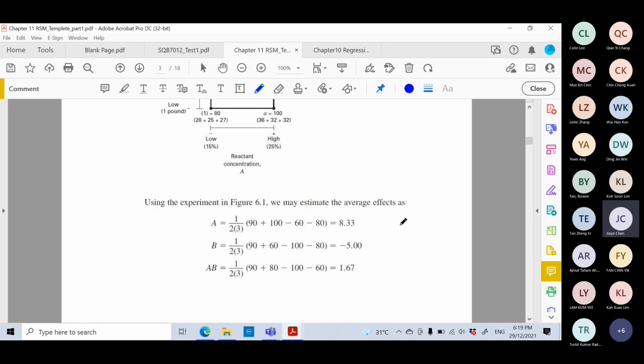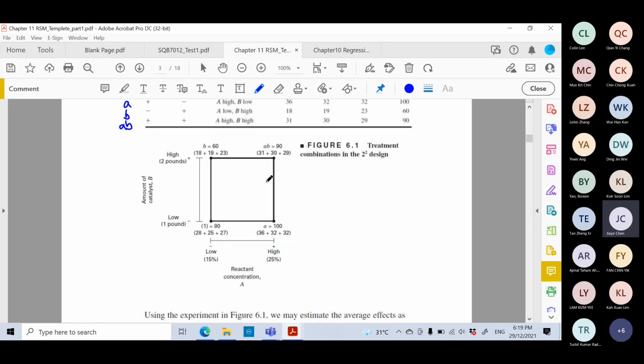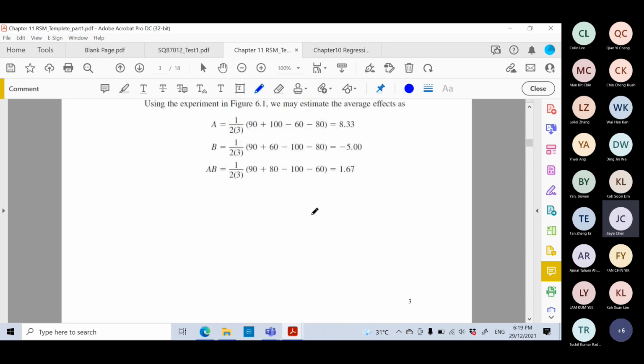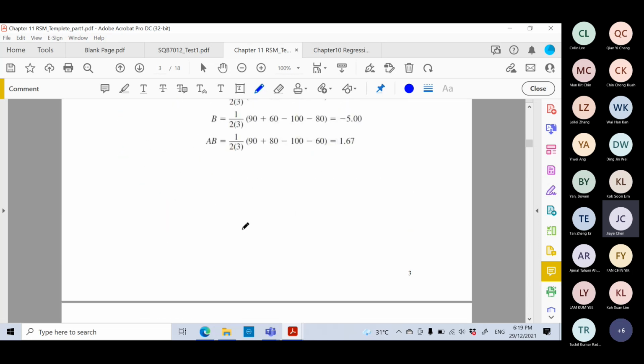Okay, these are the 3 effects you calculate from the following example. So how to calculate the effect? I think you can refer back to the 2 power k factorial design. Now we will relate it to the regression model.